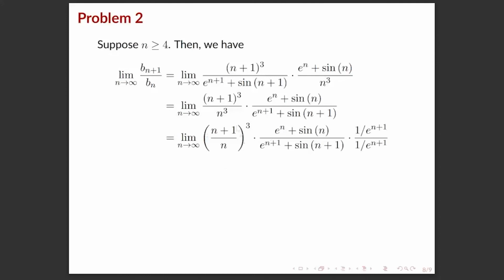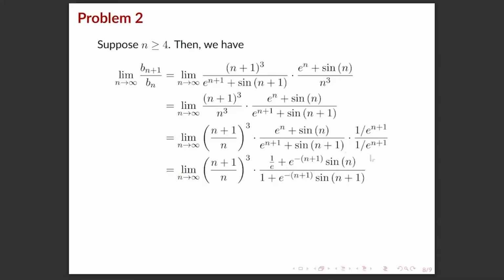And in this part, we just multiply it by 1 over e raised to n plus 1 over 1 over e raised to n plus 1, so that we can evaluate this at infinity. So now we would end up with this expression. And since this is just sine n over e raised to infinity, we would have 1 over e, and this just cancels out. And this also just cancels out because it's similar to this term here. So we would have 1 over e over 1 plus 0. So that's just 1 over e. And then if we evaluate this, we would have n over n times 1 plus 1 over n. So that's 1 cubed times 1 over e. So now we have 1 over e.